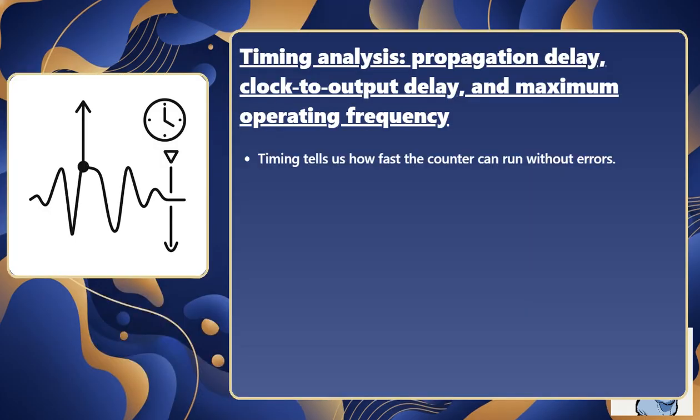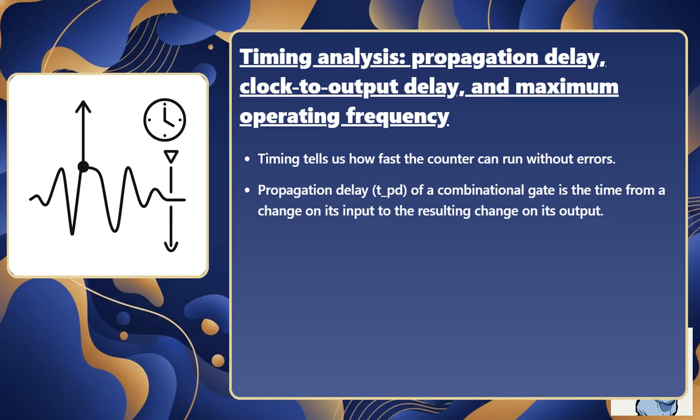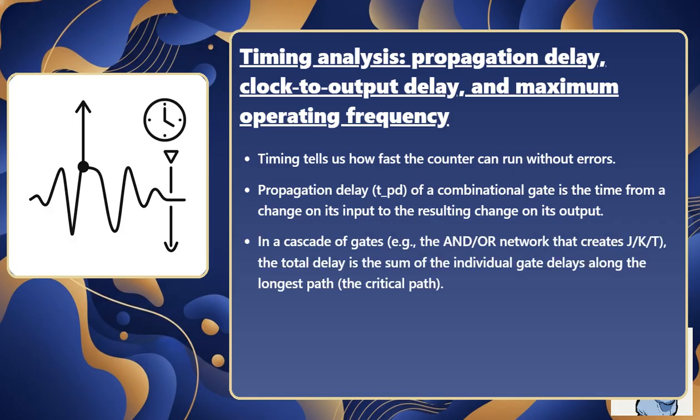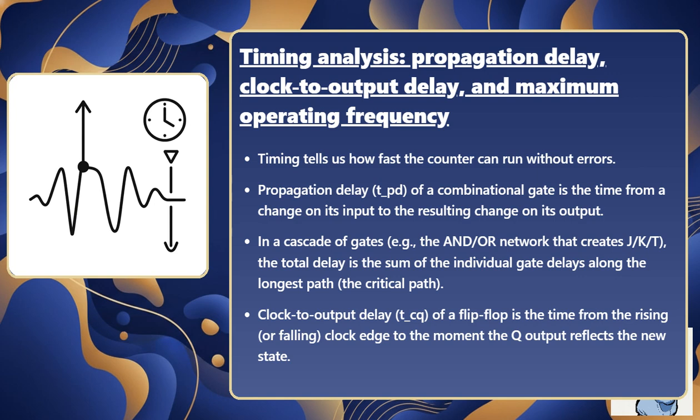Timing tells us how fast the counter can run without errors. Propagation delay, T sub PD, of a combinational gate is the time from a change on its input to the resulting change on its output. In a cascade of gates, for example the AND/OR network that creates J/K/T, the total delay is the sum of the individual gate delays along the longest path, the critical path. Clock-to-output delay, T sub CQ, of a flip-flop is the time from the rising or falling clock edge to the moment the Q output reflects the new state. It is usually specified in the datasheet, for example 8 nanoseconds for a typical JK flip-flop.